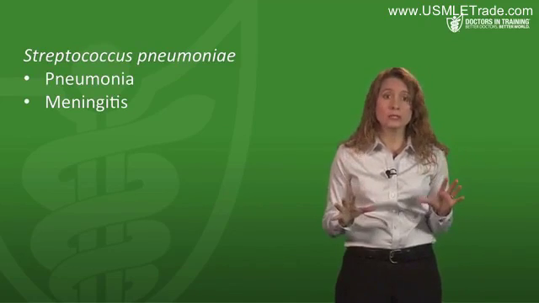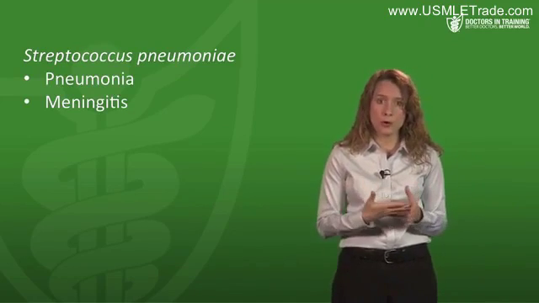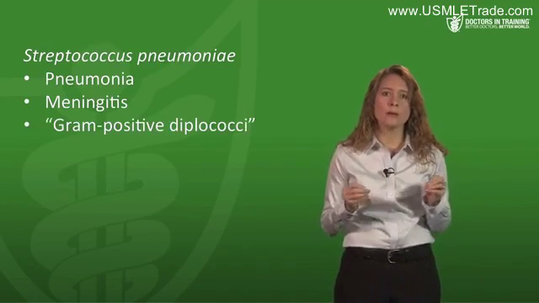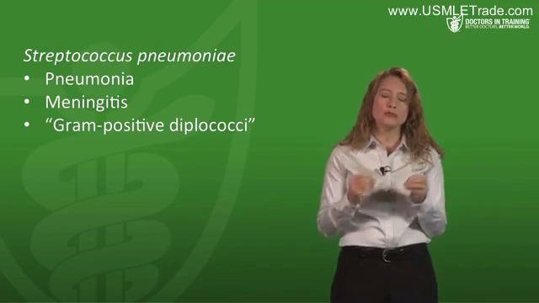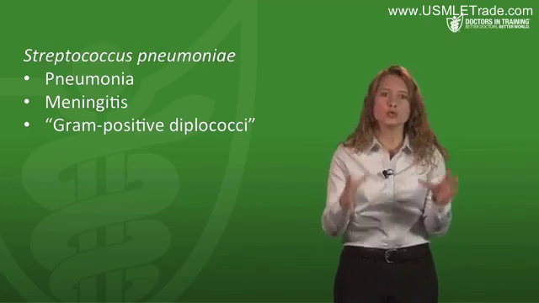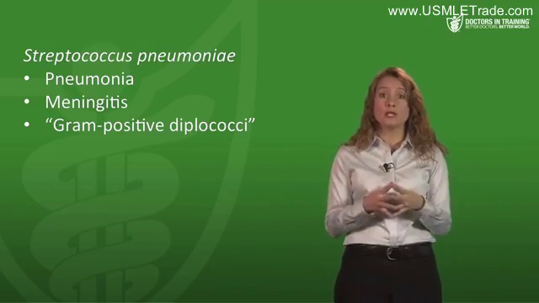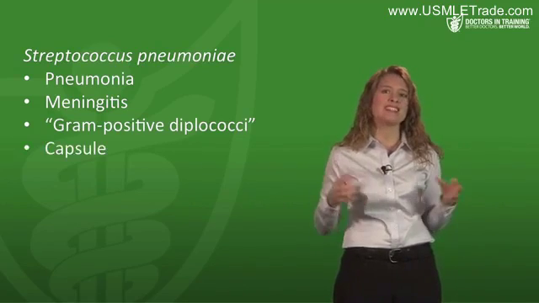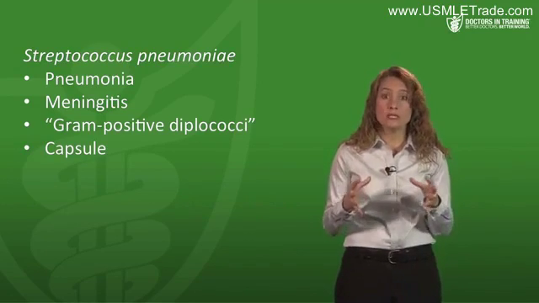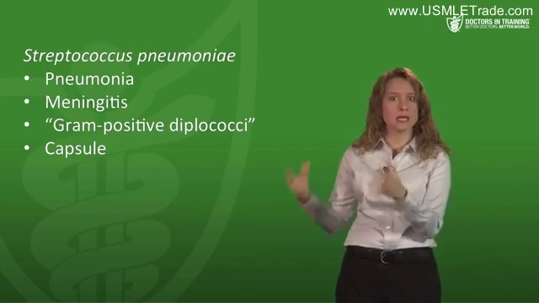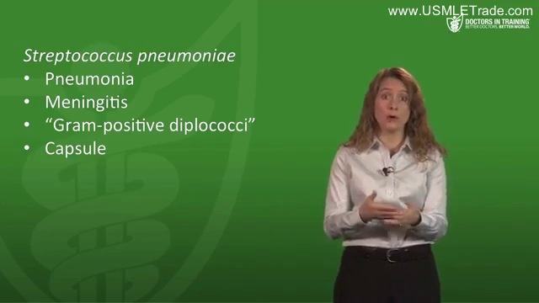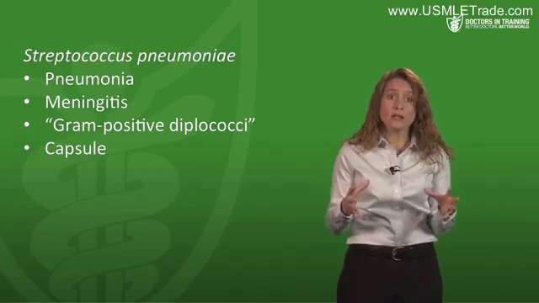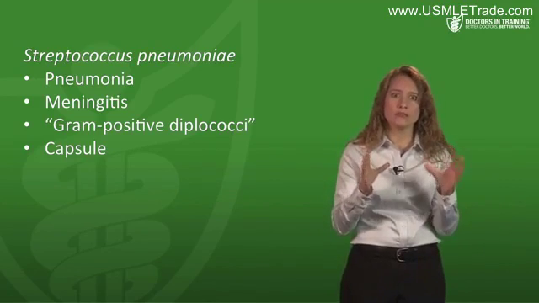It is certainly known to show up on tests, so be sure that you know about it. It's usually described as gram-positive diplococci. So if you see that description, think strep pneumoniae. Another differentiating characteristic, and one that we've talked about in previous lectures, is that strep pneumo has a capsule. So if you see a streptococcus with alpha hemolysis and a capsule, think strep pneumo. And if it has alpha hemolysis without a capsule, think strep viridans.